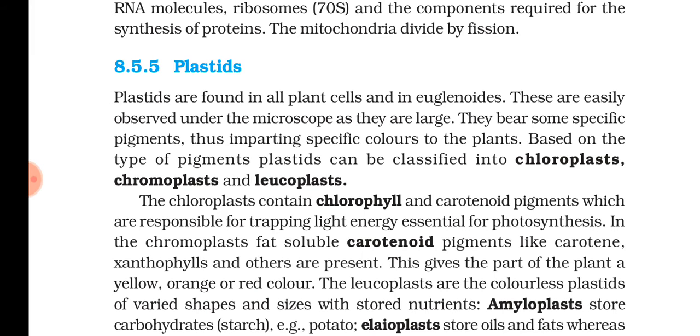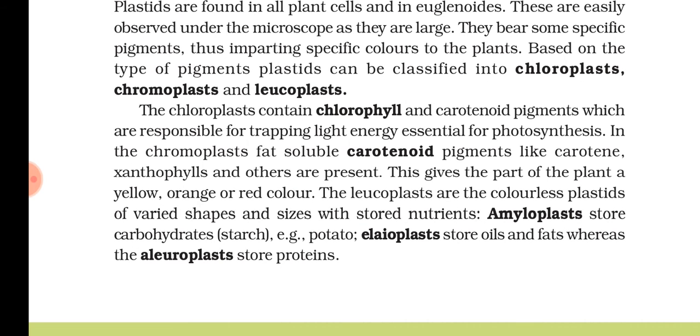Then chromoplast. Chromoplasts contain fat soluble carotenoid pigments like what? Carotene, xanthophylls, etc. Their major function is what? They give color to the plant parts. You have studied variegated leaves, isn't it? So these colors are given by the different pigments like carotene, xanthophylls, etc. So they give different colors. On the other hand, leucoplasts are colorless plastids.